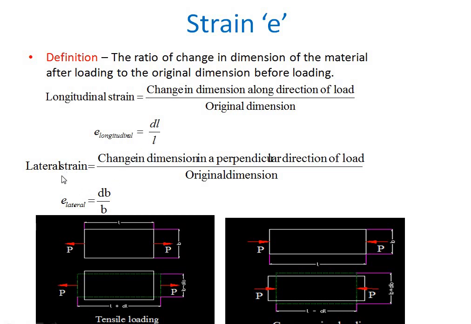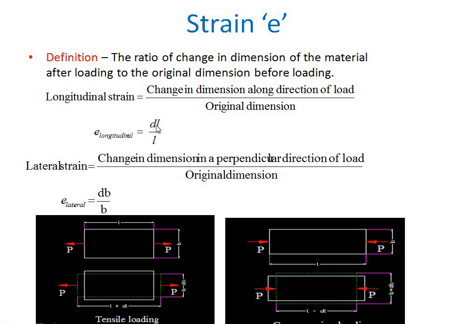Now the lateral strain: change in dimension in a direction perpendicular to the load, by original dimension. We call it lateral strain. We are giving load along the direction of length, but there is a change in breadth, so in the lateral direction there is some change in dimension. The change in dimension along the lateral direction is dB, whether it is compressive or tensile loading. So dB by B we call the lateral strain.